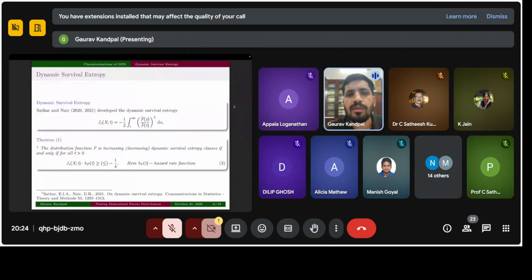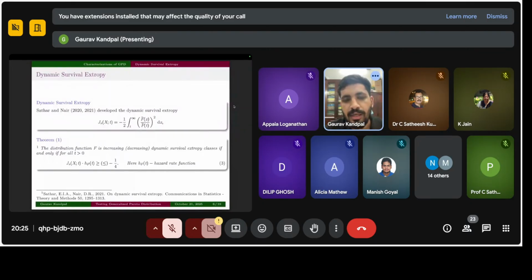And he has given the formula, as you can see, which is minus half integration from t to infinity of f bar x divided by f bar t, whole square. And as you can see, this is a function of t now. So that is why that is the dynamic part here. That is the time part. They have also given two classes, which are very new classes for the literature: the increasing dynamics of exotropy class and the decreasing dynamics of exotropy class.